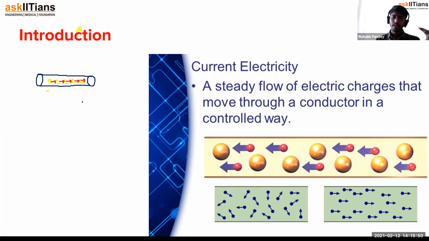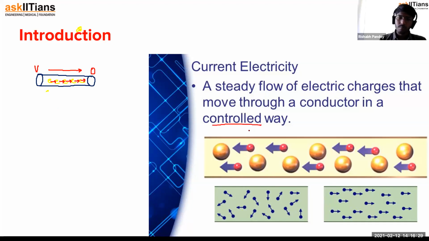Initially, before applying the battery or the potential difference, all were traveling in random directions. But when the potential difference is applied, let's say here the potential difference is V, and here it is zero. Since water flows from high pressure to low pressure, similarly current flows from high potential to lower potential. Since this end is at the higher potential, all the current will start going in this direction towards the lower potential. And this has to be in a controlled way, like a steady flow of electric charges that move through a conductor in a controlled way.